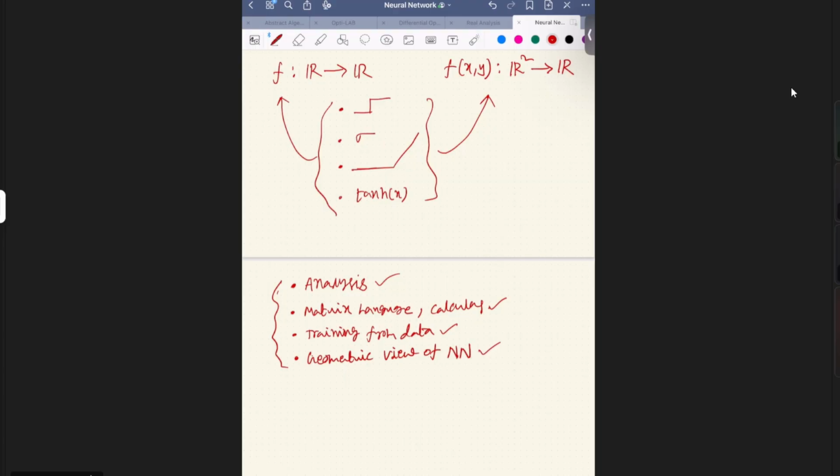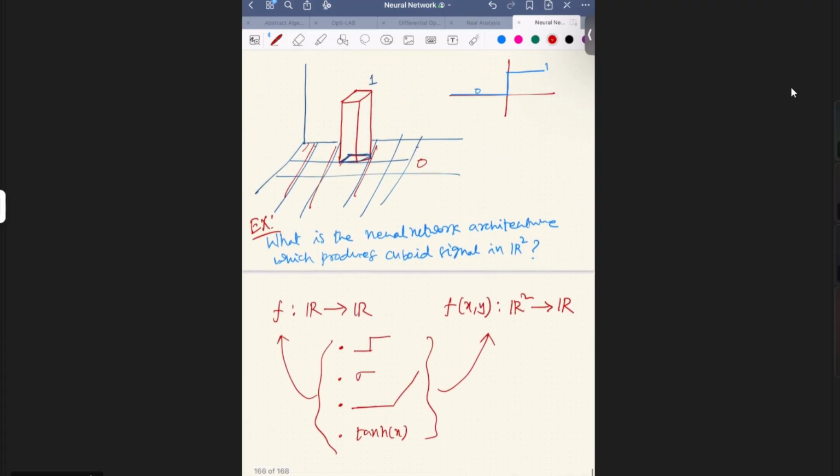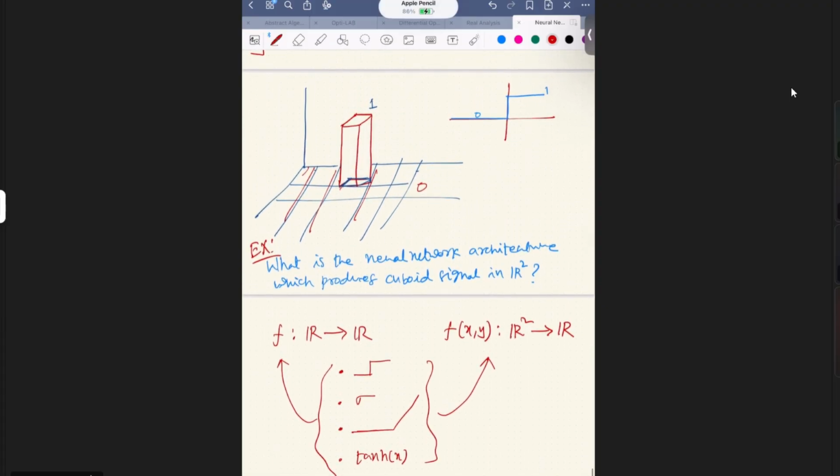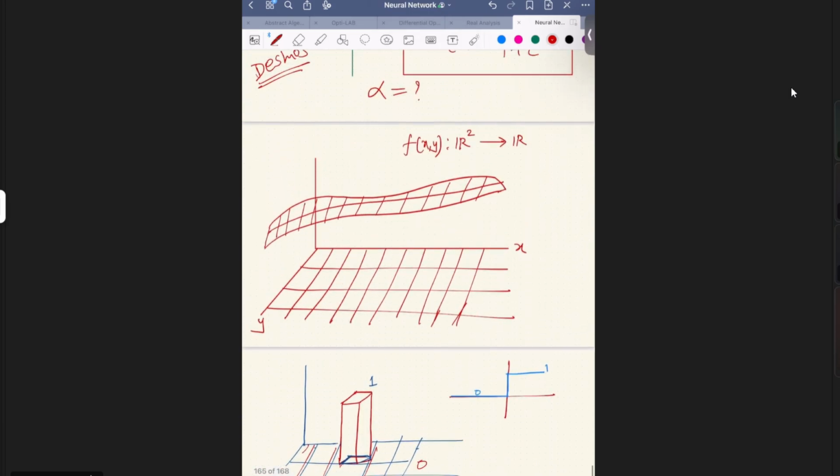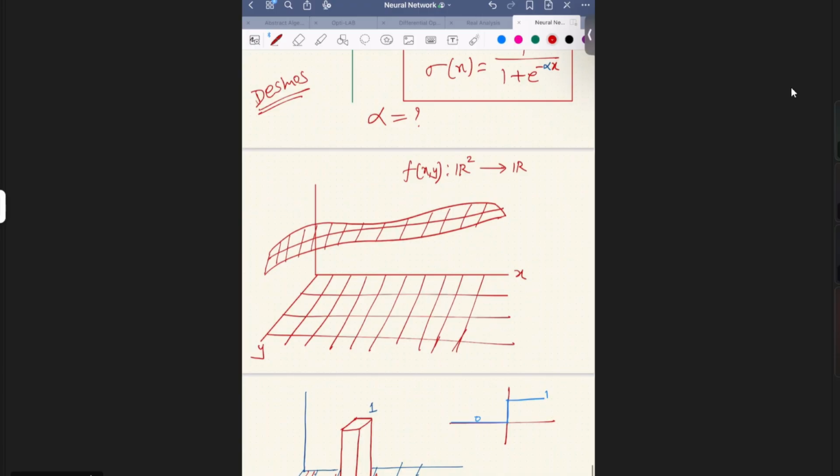Okay. Now from the next, maybe from tomorrow, I will start something new. That will be a completely different topic within the neural network, but not about the architecture, not about what we started right now. So from that, we'll see where we stand. Okay, if you have any questions, you can freely ask me on this topic as of now.